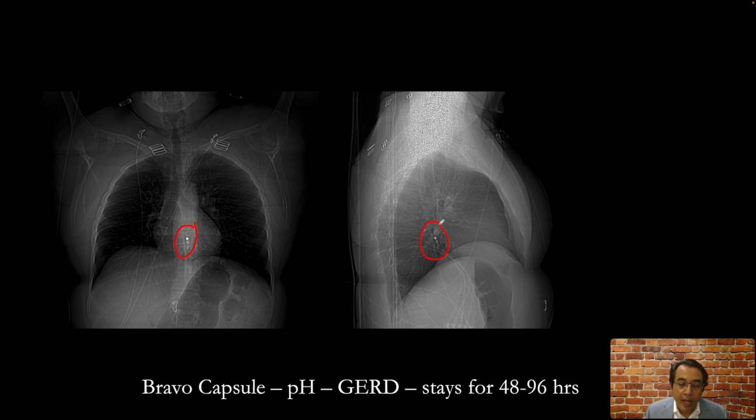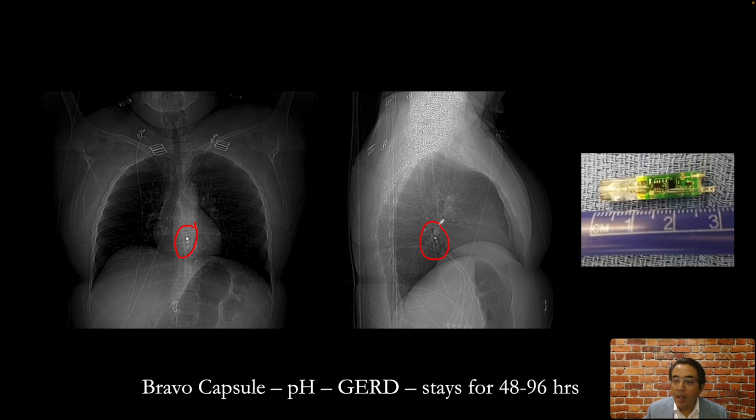And this is a Bravo capsule that is used by the gastroenterologist to monitor pH of the lower esophagus in patients who have gastroesophageal reflux, and it usually stays in place tucked onto the wall of the lower esophagus for 48 to 96 hours. This is how that device looks.